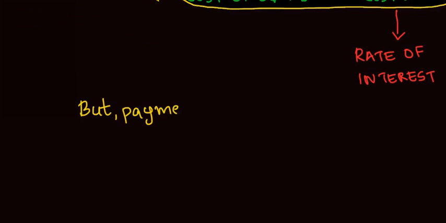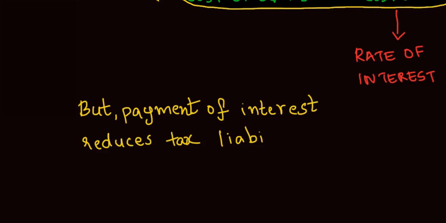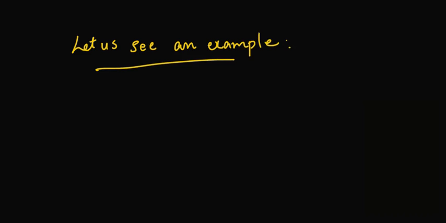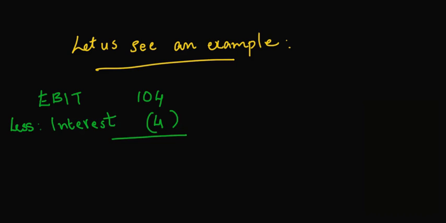However, payment of interest costs reduces the tax liability of the company, which otherwise would be more. That is, assume a scenario where earnings before interest and tax is 104, interest cost is equal to 4, and tax is equal to 30%. Let us see how much is the tax burden on the company. Earnings before interest and taxes is 104 less interest 4, which gives profit before tax as rupees 100. Tax on the same would be rupees 30.